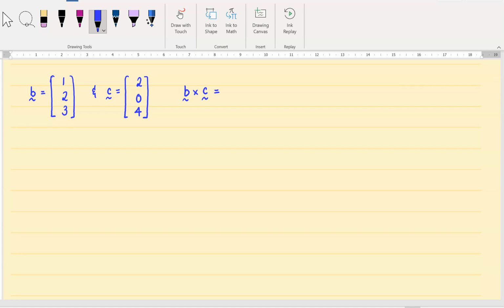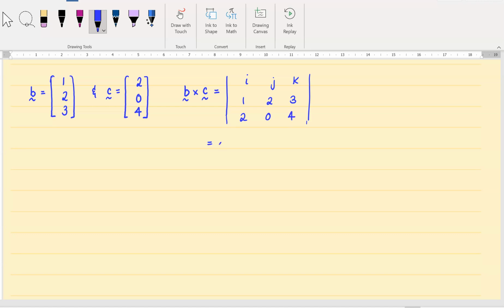Okay, so finding the cross product is quite a useful tool, and it's got several applications as we work through with vectors. So here we go. We start with I, J, K, and the two vectors that we've got are B and C. So we're going to put B first. That becomes 1, 2, 3, and then 2, 0, 4.